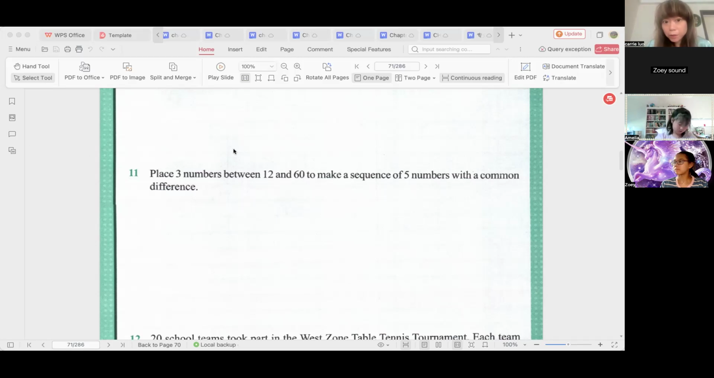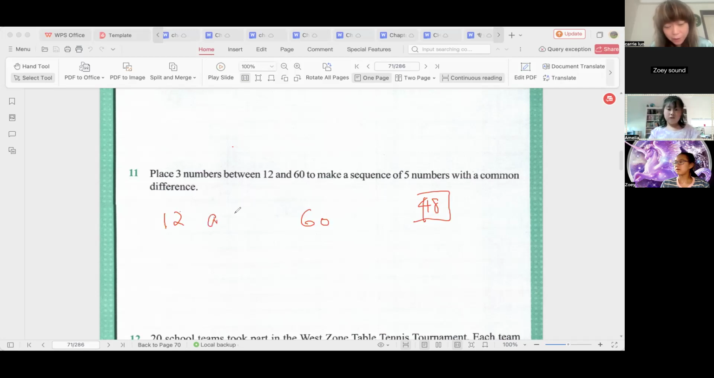Okay, so Zoe, did you finish? Okay, so let's say place 3 numbers between 12 and 60, right? So you can see between 60 and 12, there are 48 numbers, right? But I want to put 3 numbers exactly.